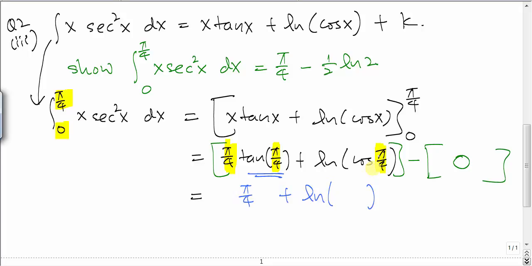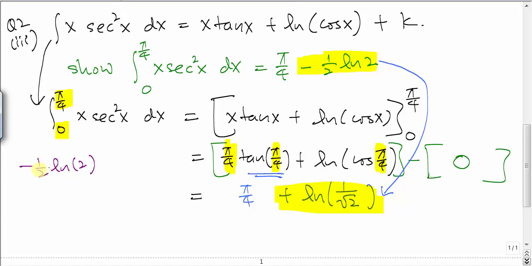Cosine pi over 4 is 1 over square root 2. If we compare our result with the result we are supposed to prove, we realize that this expression and this expression are different. So now the next thing, I'm going to show that this expression here is actually equal to this expression.